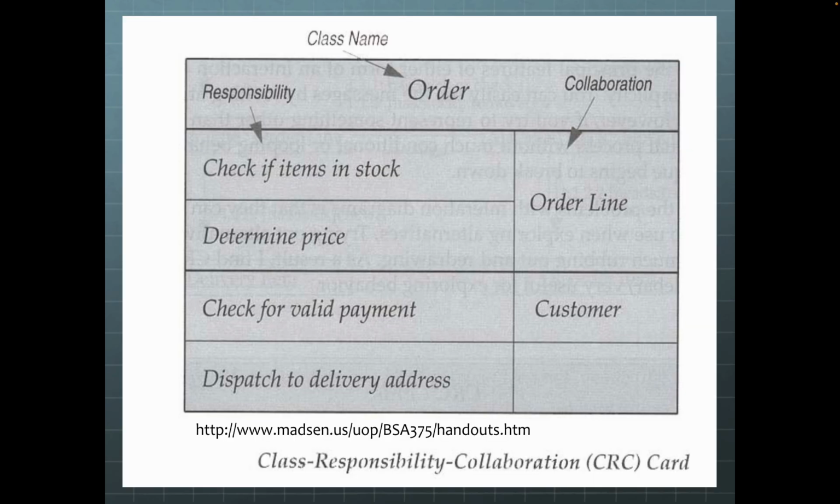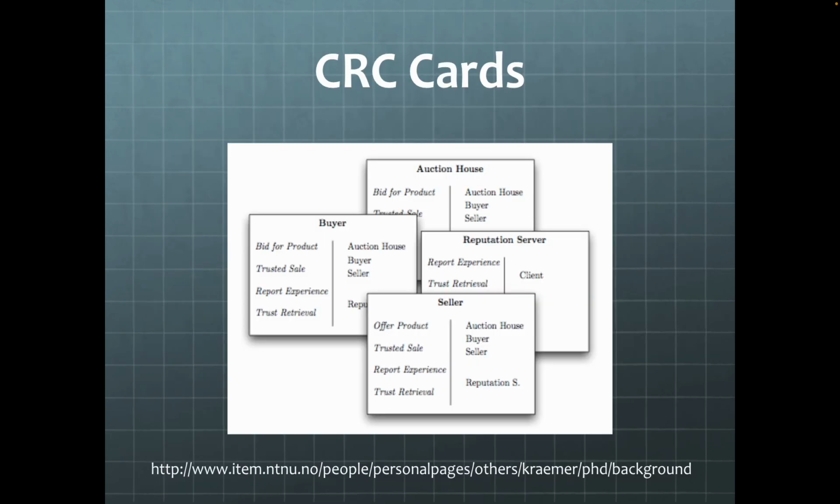So that's what I was talking about. It's the name of the object or class at the top. Here are the responsibilities or operations, and there are the other objects that this needs to collaborate with in order to get the job done. And usually when you come up with multiple objects, that's how you come up with them, like multiple cards, and then you connect them together in a way.